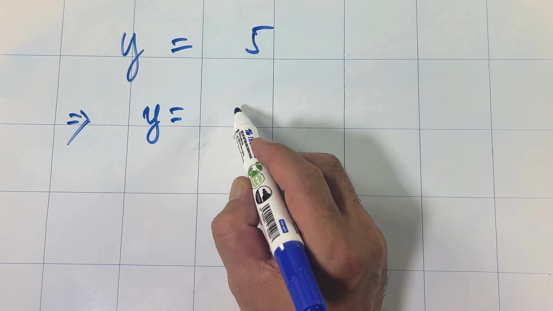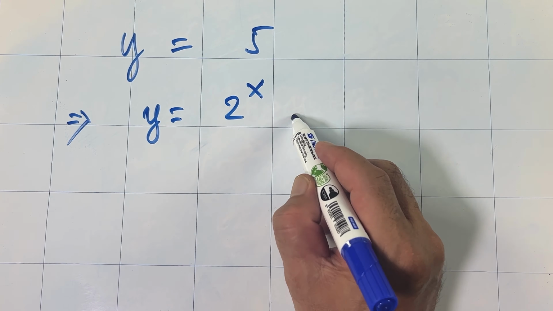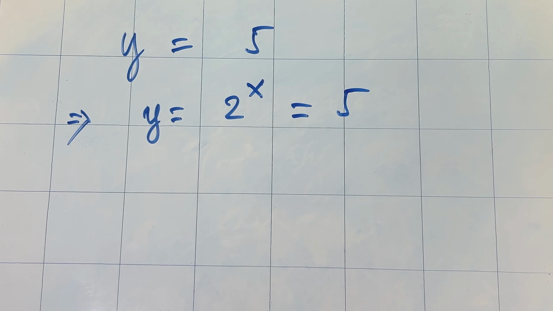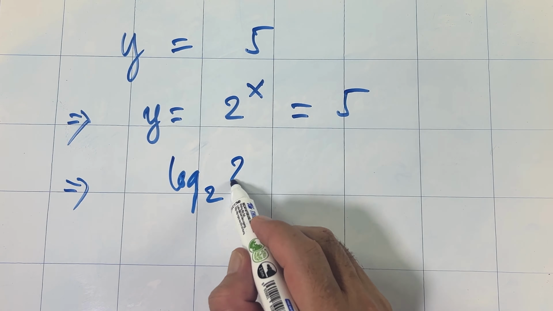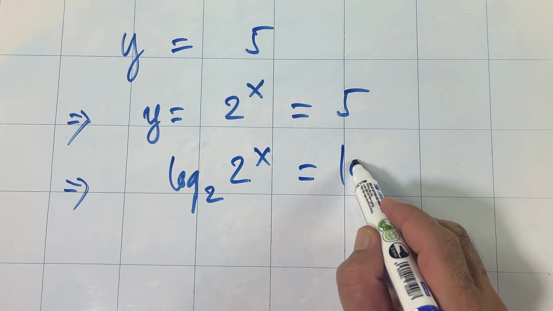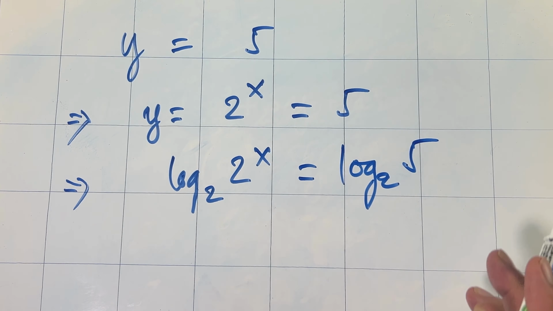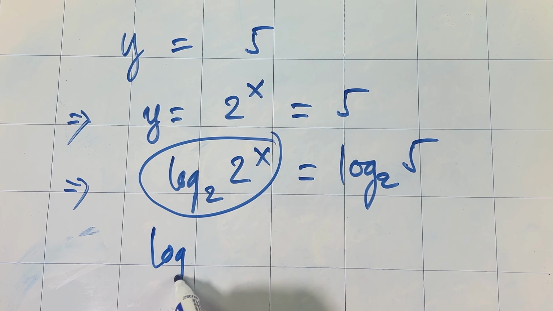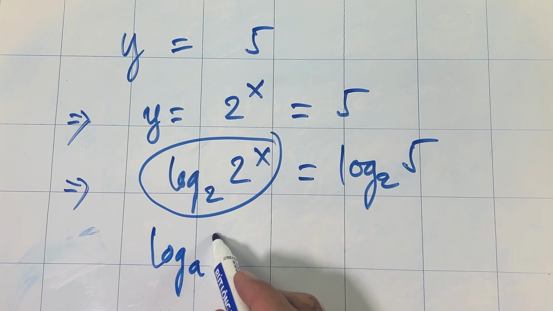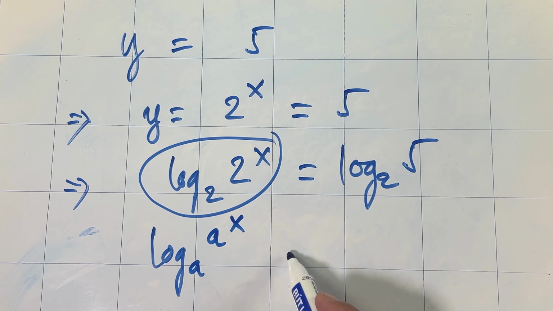Which leads to y equals 2 to the power of x equals 5. We take the base 2 logarithm of both sides. And we see that the logarithm base a, for every a greater than 0 and a different than 1, of a to the power of x is always equal to x. So it leads to x being equal to the base 2 logarithm of 5.